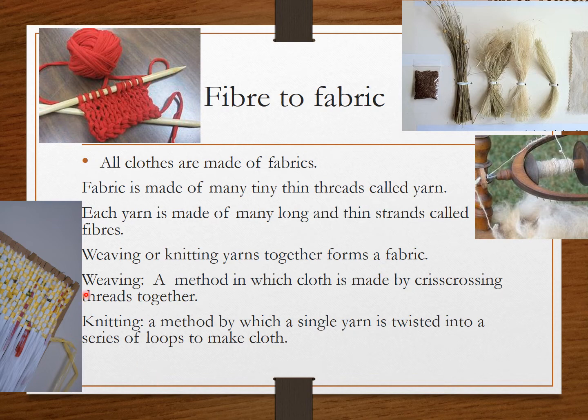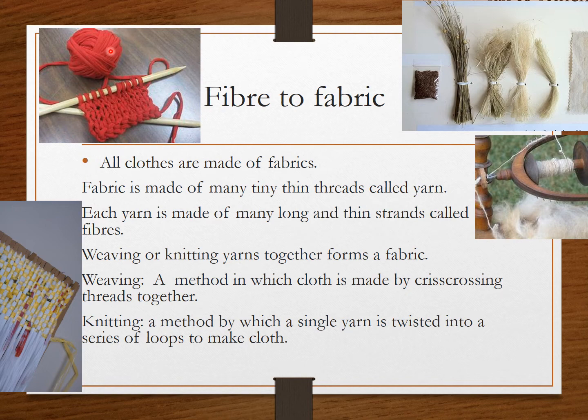Now the next one is weaving. How do you do weaving? It is a method by which cloth is made by crisscrossing threads together. Here there is a yellow thread and there is a white thread. You crisscross the threads to make a cloth here. This is called weaving and this is called knitting.